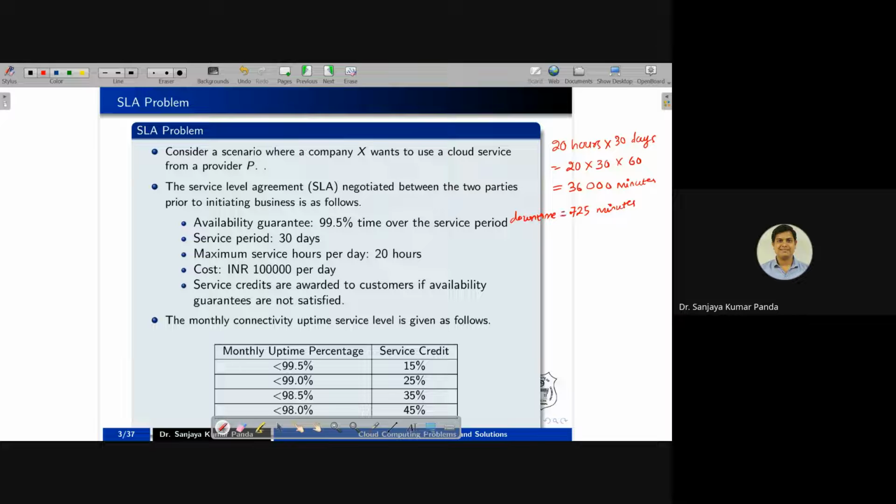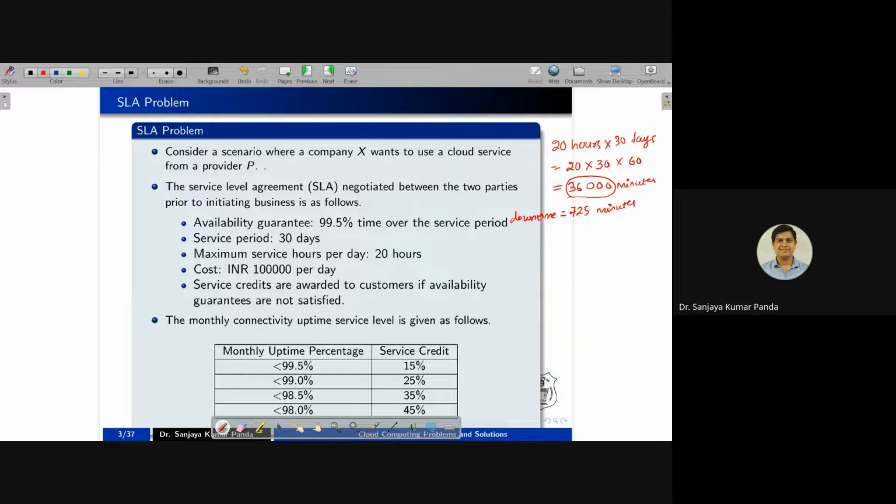Now we have to check whether this downtime is allowed or not. Downtime is allowed if the availability guarantee is greater than or equal to 99.5%. If it is not, then that is not acceptable. So how to know whether 725 minutes is allowed or not? If you calculate 99.5% of 36,000, that is one solution.